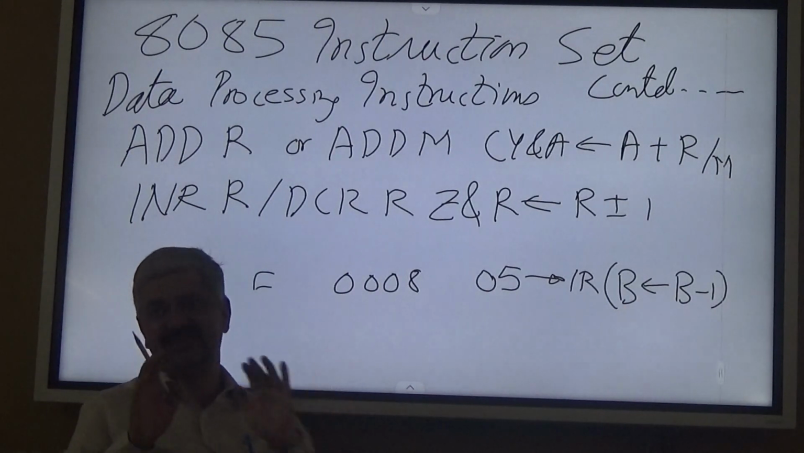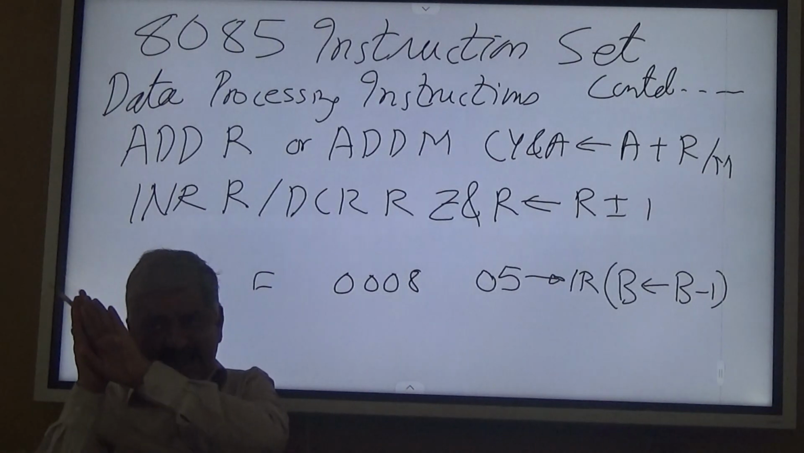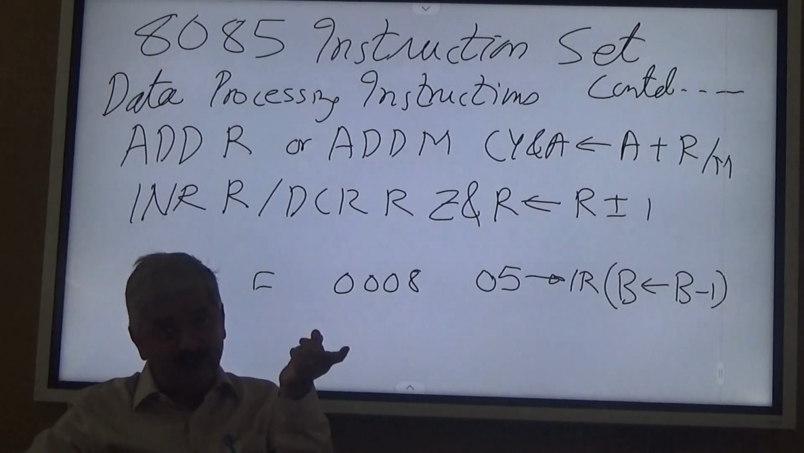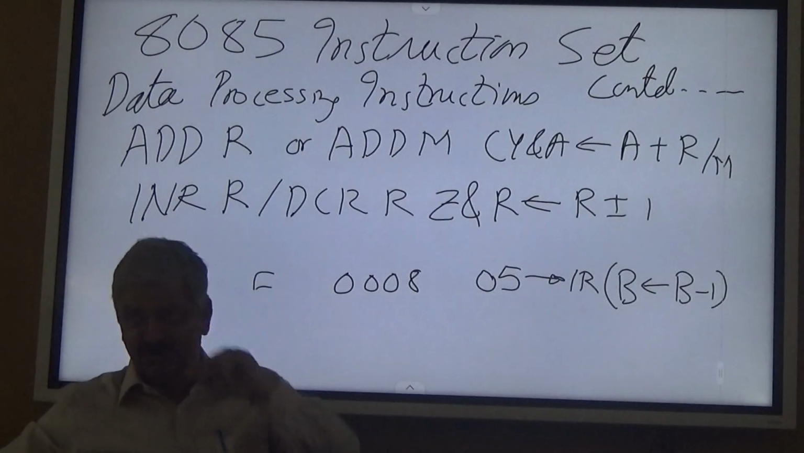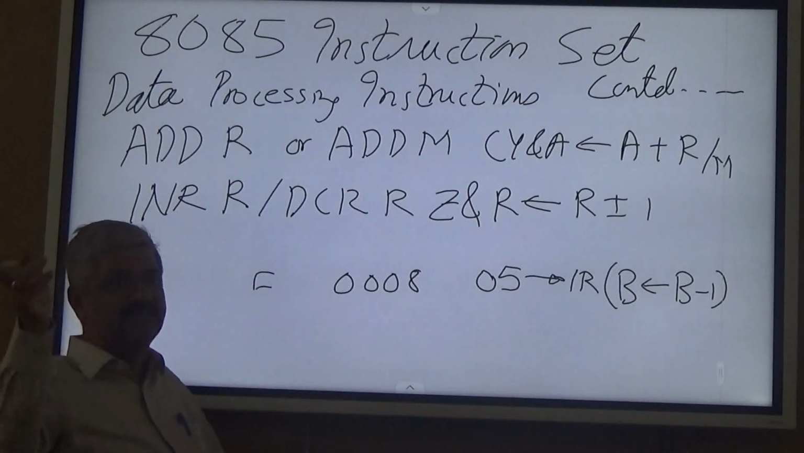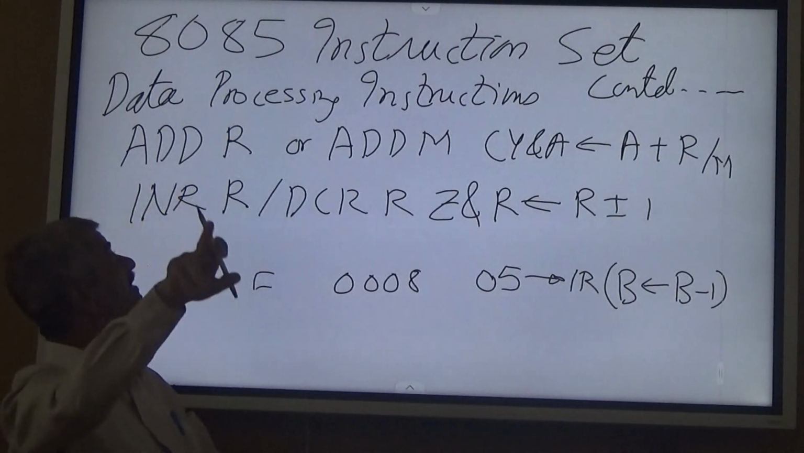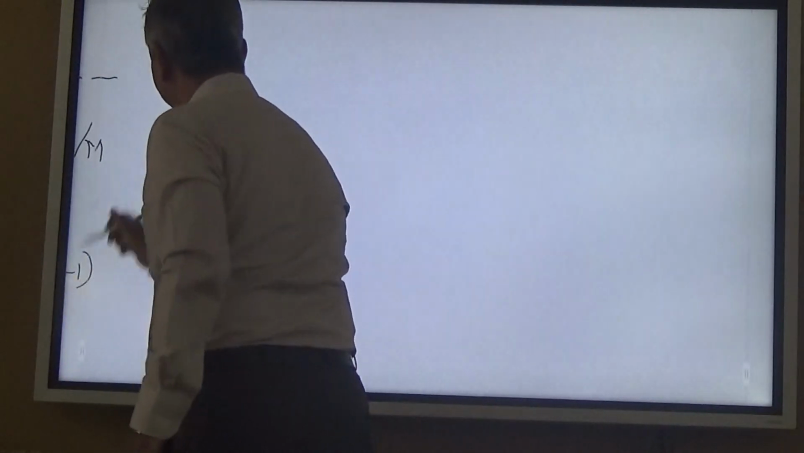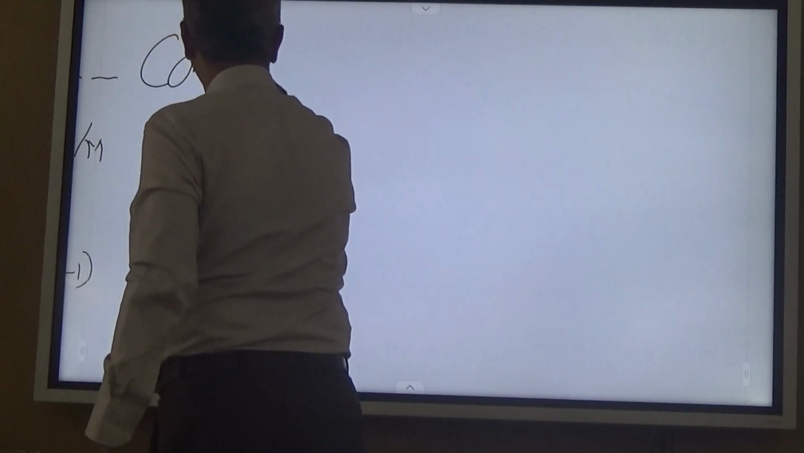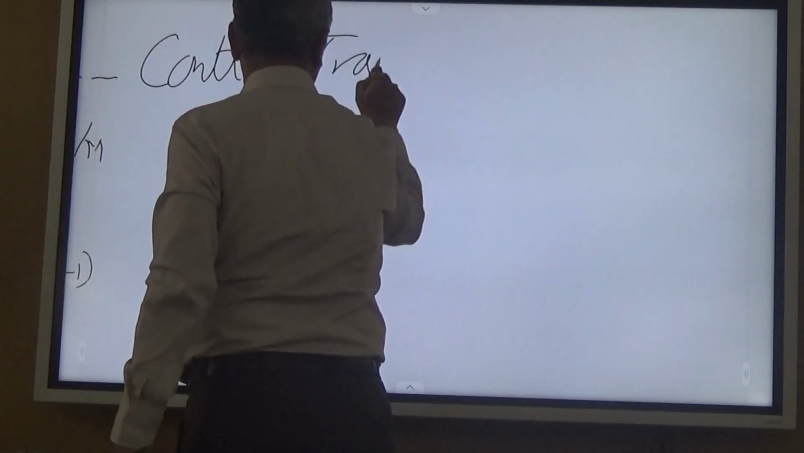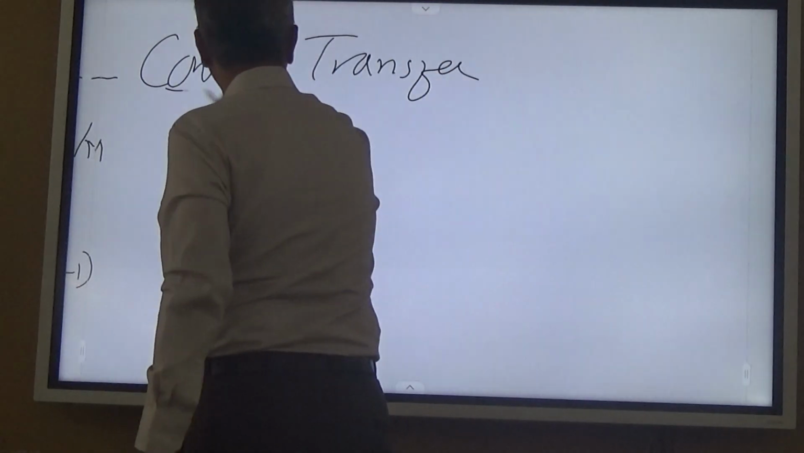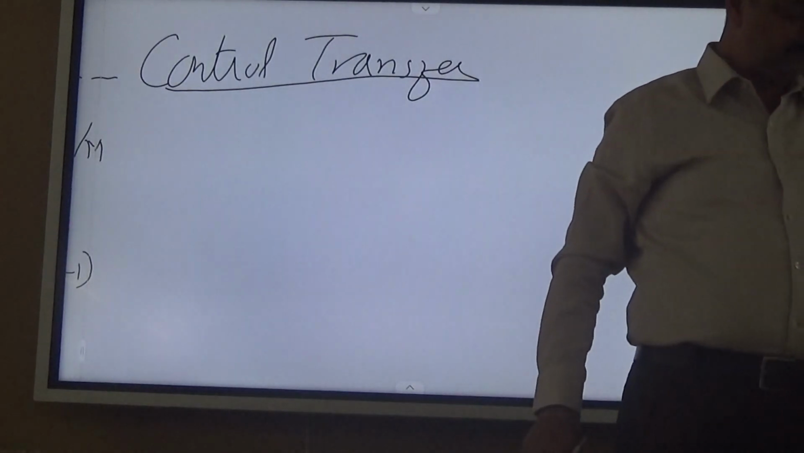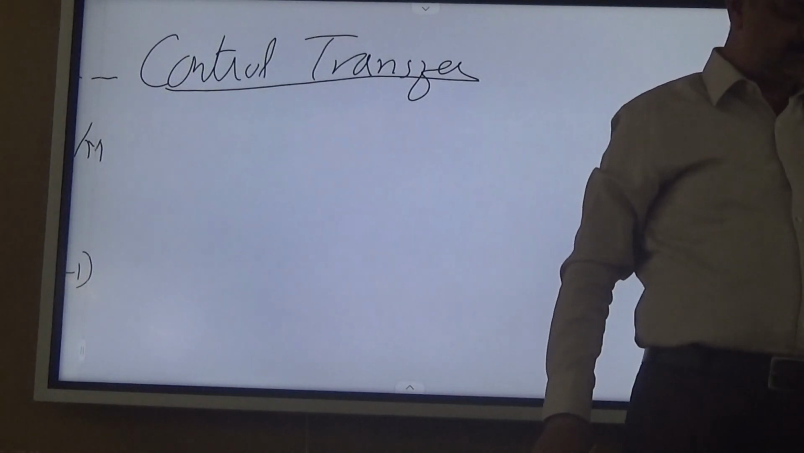Then, so this is data processing: addition, increment, decrement. I think there are many which will go later on. Now we need to go for the remaining type of instruction. What is that? Data processing we discussed, data transfer we discussed, data processing we discussed. Now the last group is control transfer. So what happens? Who keeps track of the instructions?